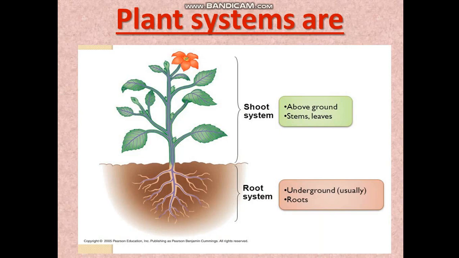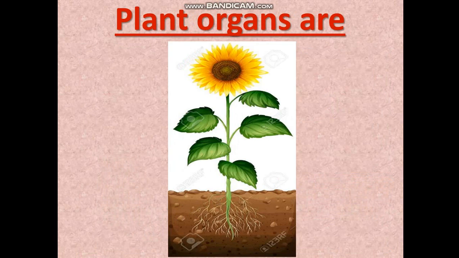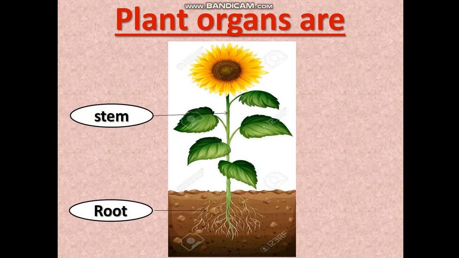What about the organs of the human body? Yes, stomach, liver, lungs. Okay. What about the organs of a plant? Think. Great. The organs of a plant are root, stem, and leaves. Again, root, stem, and leaves.